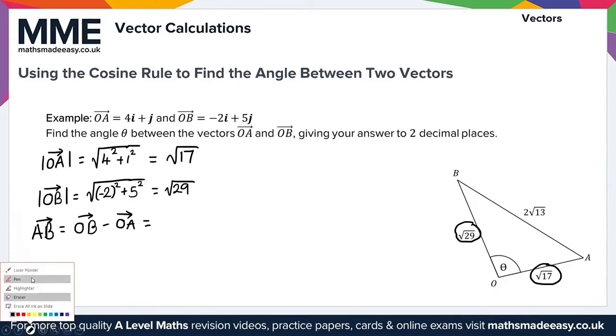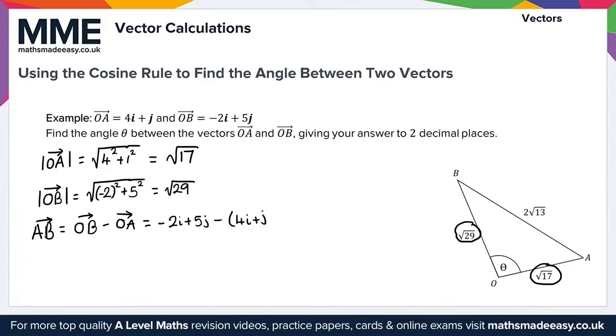So if we do this here, that's going to be the vector OB, so that's minus 2i plus 5j, minus 4i plus j there. In this case, minus 2i minus 4i gives us minus 6i, and 5j minus j will give us plus 4j. So here now we need to find the magnitude of this. So this is the vector AB.